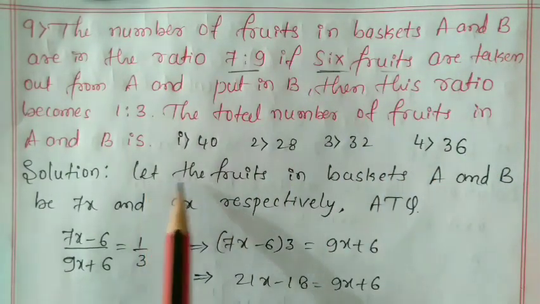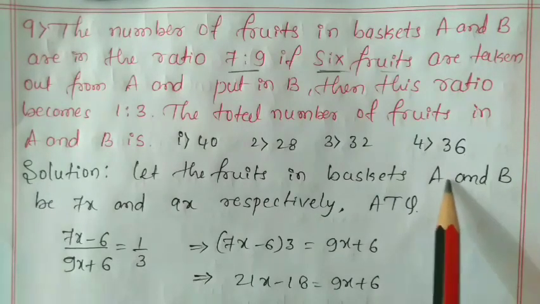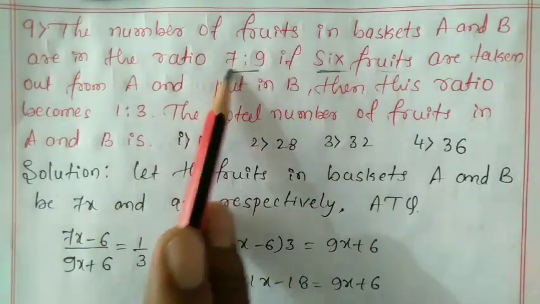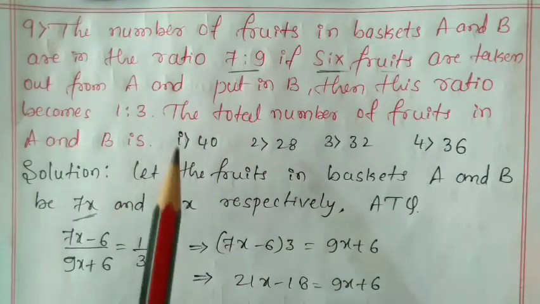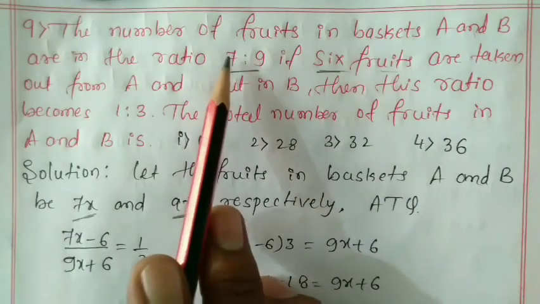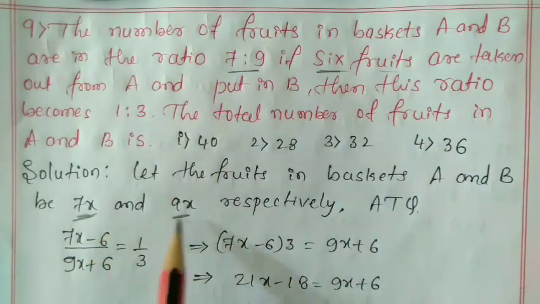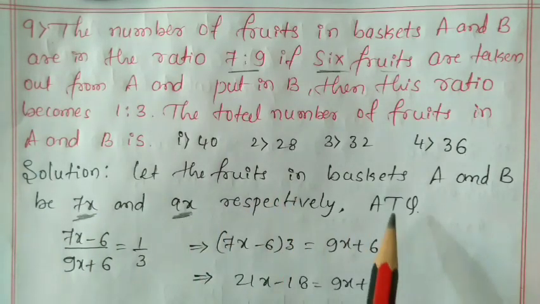Okay, so here two fruit baskets are there. First one is A and second one is B. You can consider in basket A, 7x fruits are there, and in B you can consider 9x fruits are there, because the ratio is already given, that is 7:9. Means in A 7 times x and in B 9 times x are there.